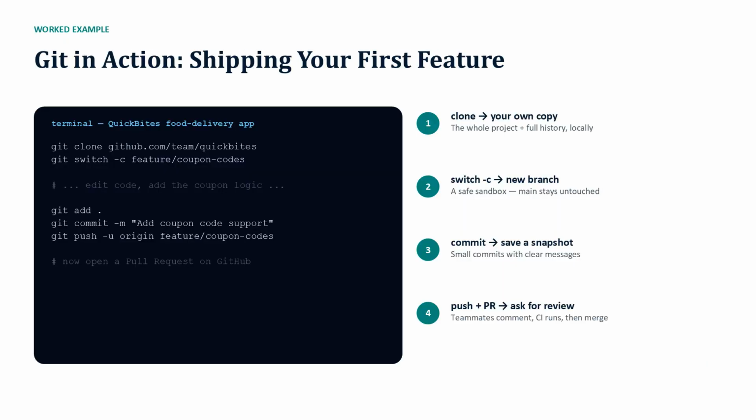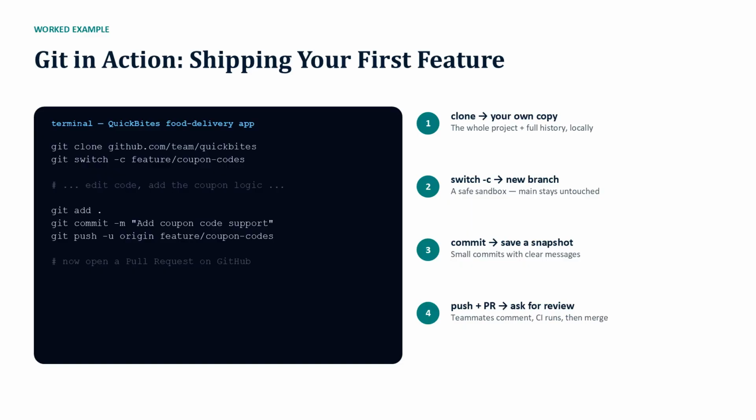Let's make this concrete with an example we'll use through the whole series: a little food delivery app called QuickBites. Your first task as a new developer: add coupon codes. Watch the workflow. First, git clone downloads the entire project with its full history to your laptop. Then git switch -c creates a new branch called feature/coupon-codes, your private sandbox, so the main branch stays safe while you experiment. You edit the code, then git add and git commit save a labeled snapshot.